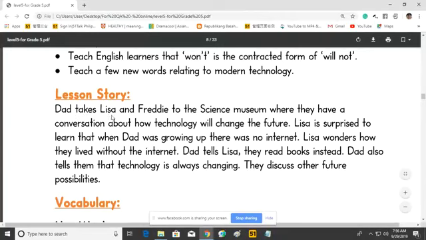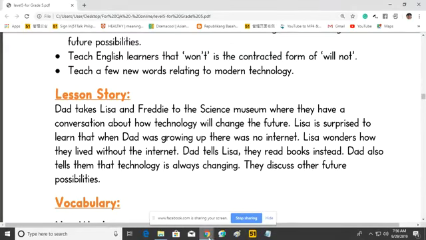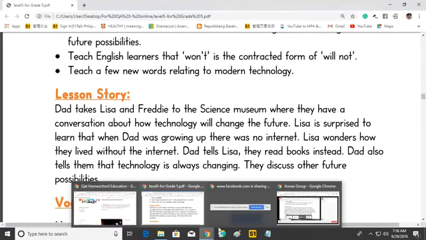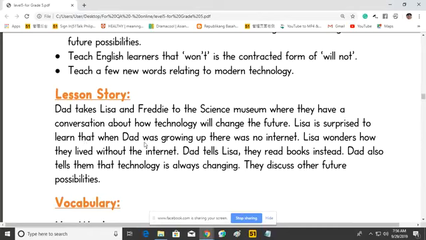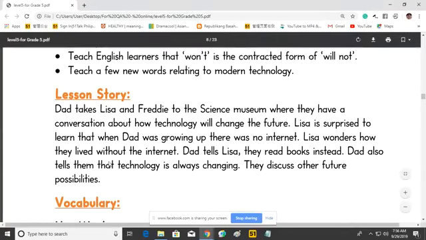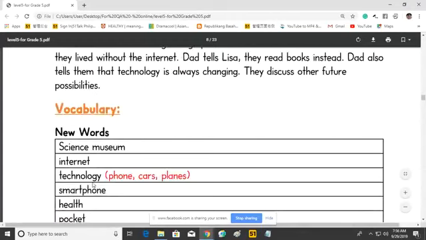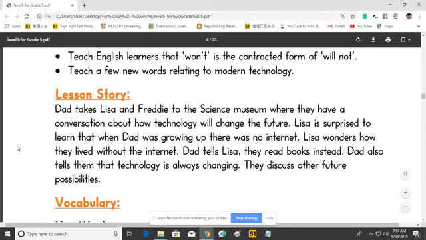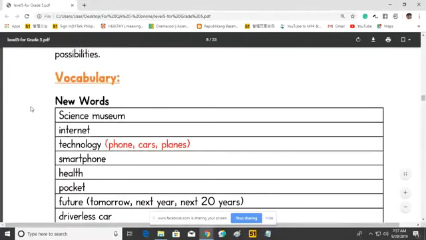So Dad takes Lisa and Freddy to the Science Museum, where they have a conversation about how technology will change the future. Now, Lisa is surprised to learn that when Dad was growing up, there was no internet. Lisa wonders how they lived without the internet. Dad tells Lisa they read books instead. Dad also tells them that technology is always changing, so they discuss other future possibilities. So it looks like that is very fun. They went to the Science Museum.